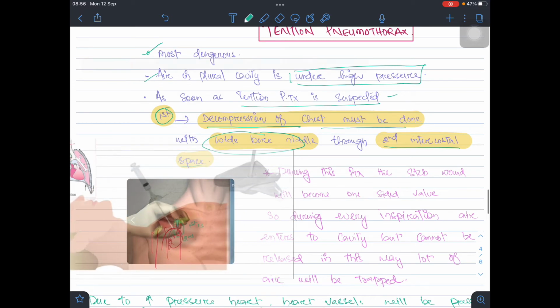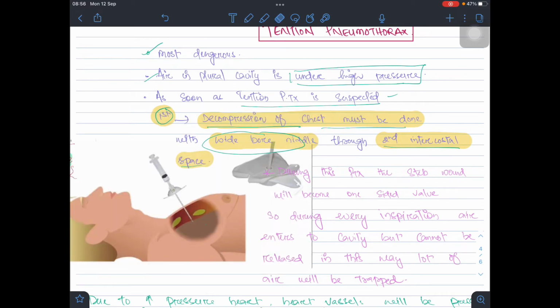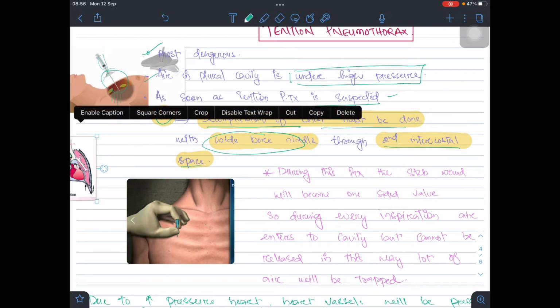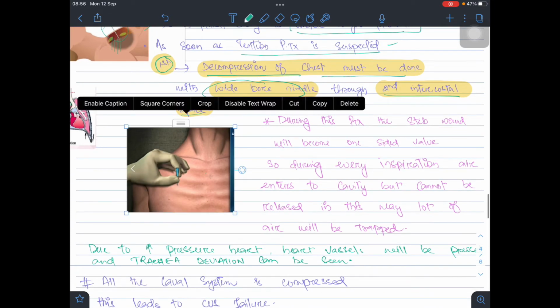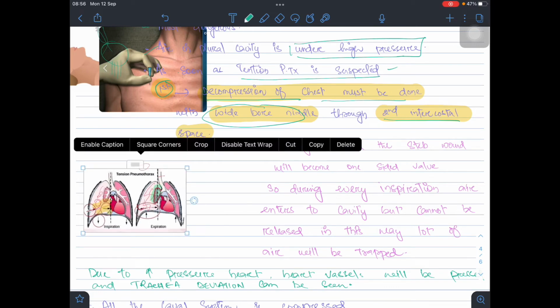I will be showing you here. See, this is done like this. If this is the first intercostal space, then this will be the second intercostal space. So from here the wide bore needle will be used to decompress the chest. From here the extra air will be removed and the patient will be saved. Okay, and hope this makes tension pneumothorax clear, and the decompression of the chest must be done that way.